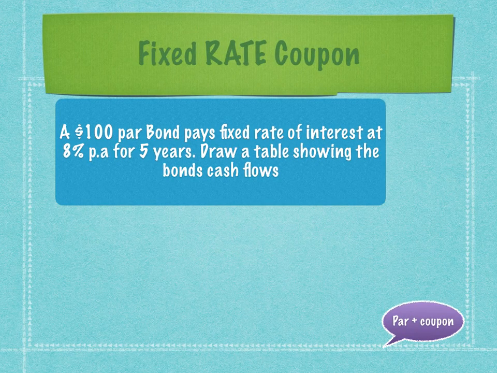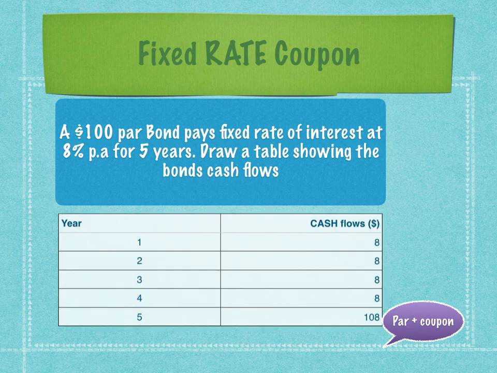A fixed rate coupon, let's take an example. A $100 par bond pays a fixed rate of interest at 8% for 5 years. If we take a table which maps out the cash flows every year, in year 1, the investor earns $8, that is 8% of 100, and every year he earns $8 for holding on to the bond. In the 5th year, the investor also gets back the par value. Therefore, in year 5, they will get back the par value of the principal invested, that is 100, plus the coupon for that year, 8. 108 is the cash flow for the investor in the 5th year.